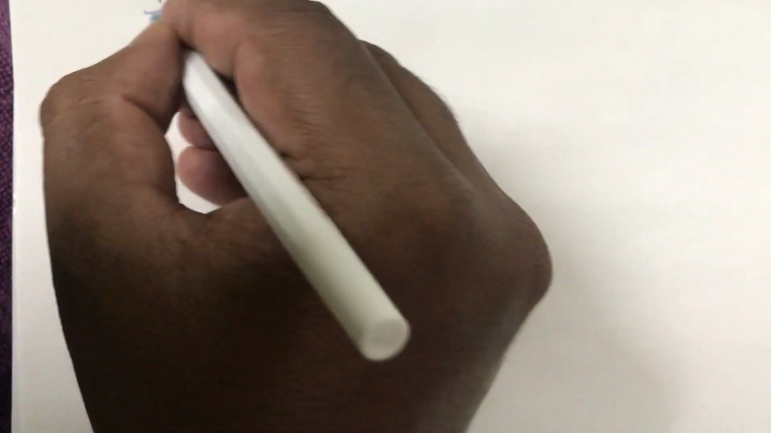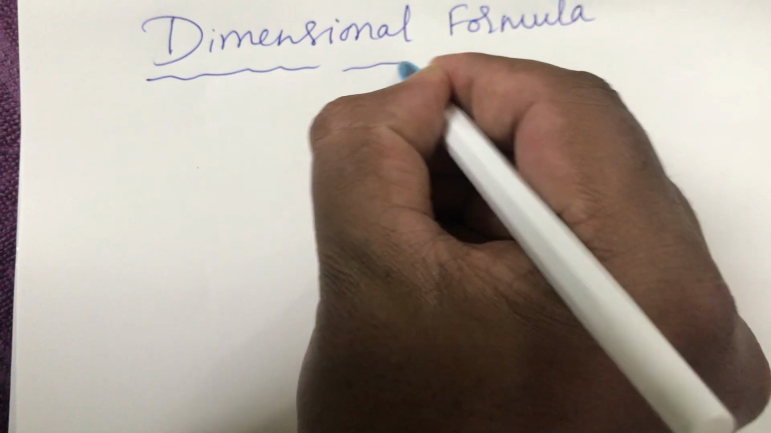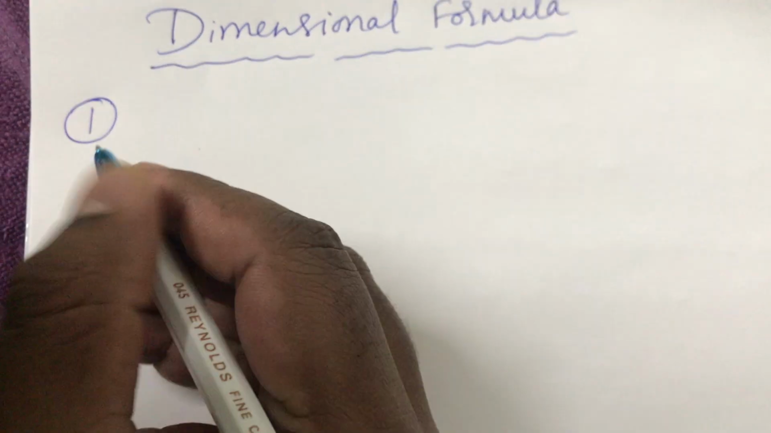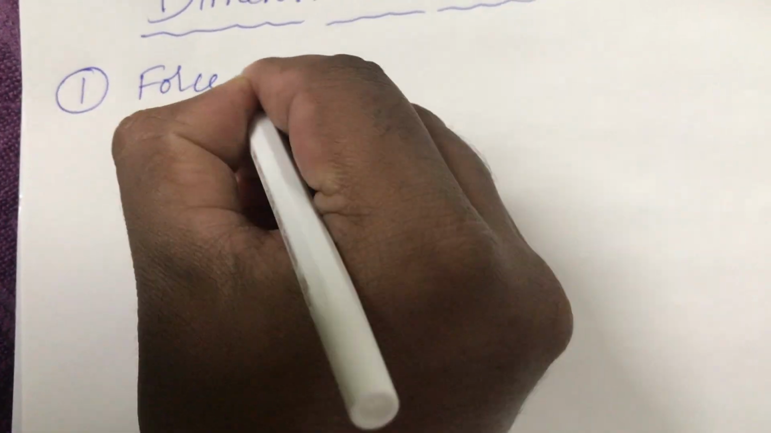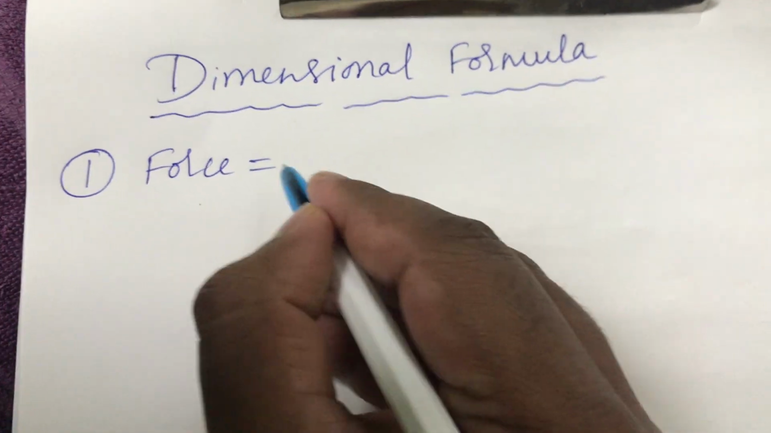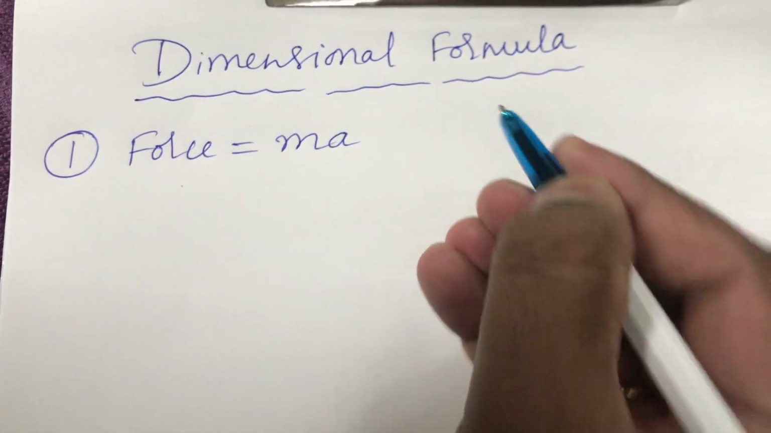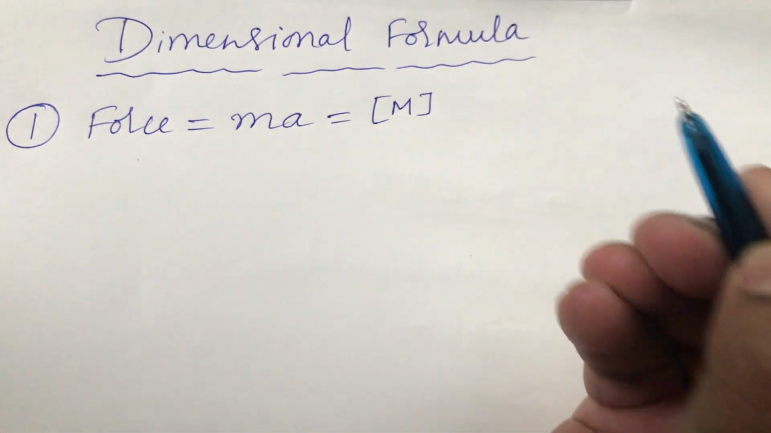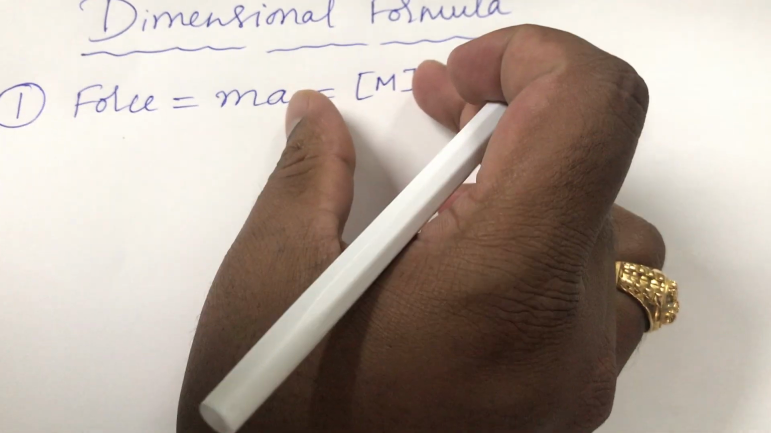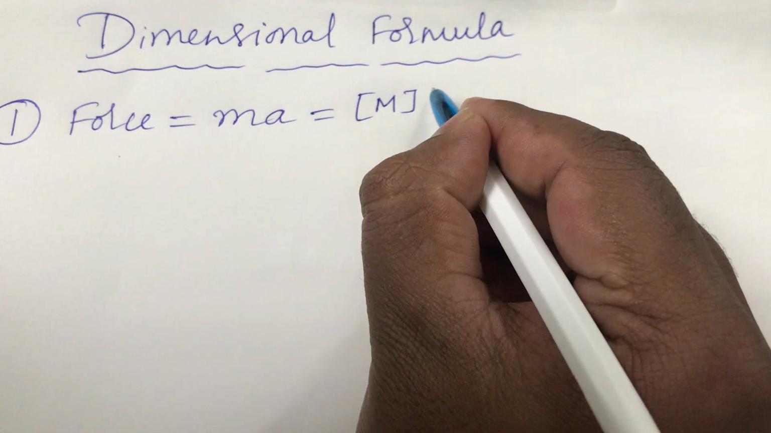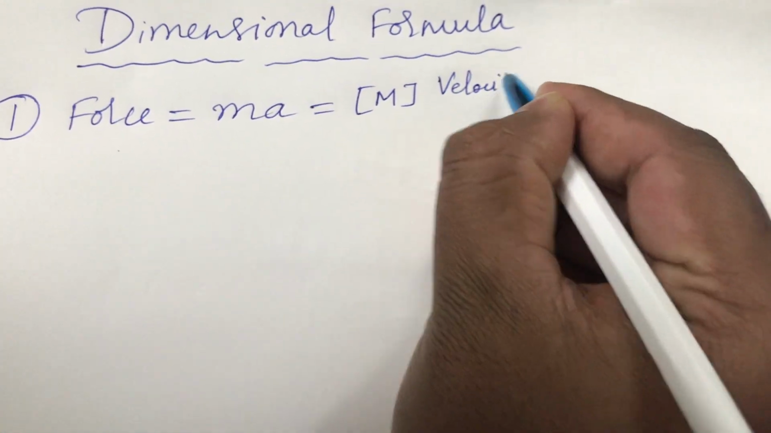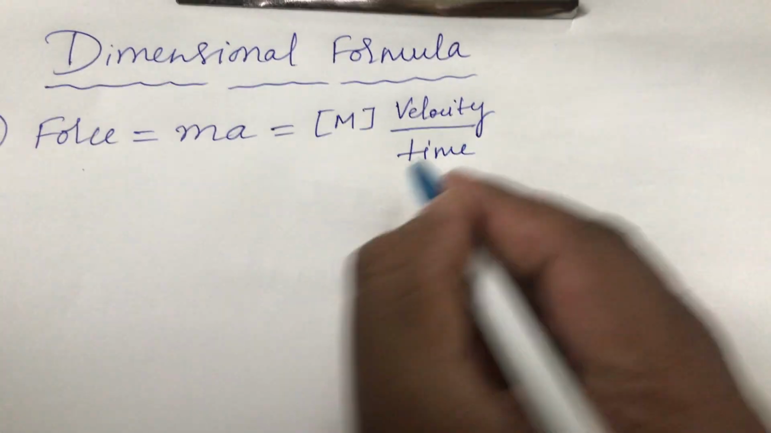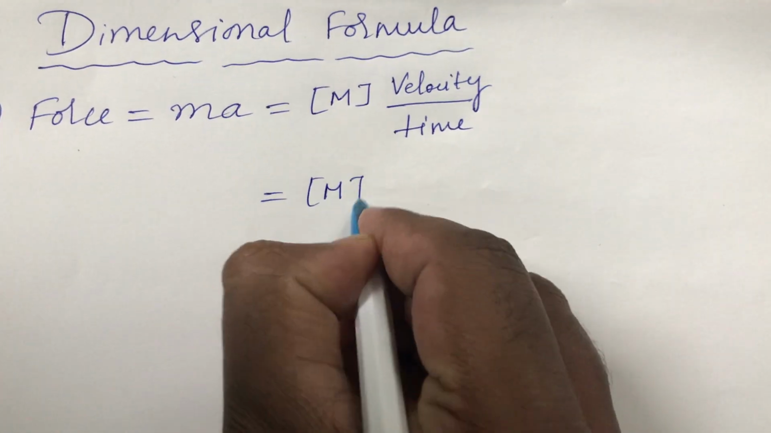Hello everyone. Today I'll be discussing dimensional formulas, which we have already discussed in the previous classes also. First one is force. Force can be written as mass into acceleration, where mass can be written as m. While writing any physical quantity, we have to use square brackets, and acceleration can be written as velocity by time. Okay, so m, I'll write it in the square bracket.